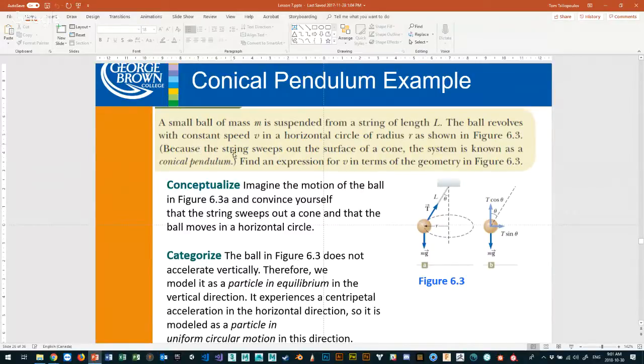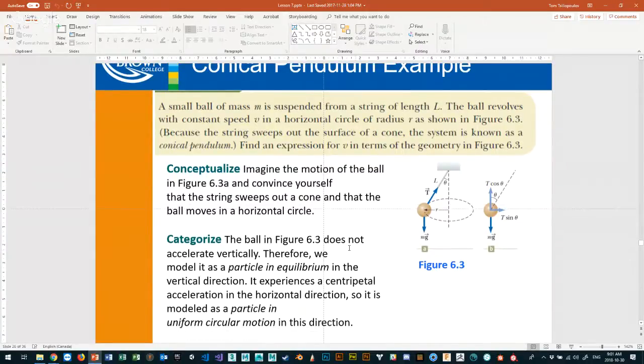Because the string sweeps out the surface of a cone, that's what it's doing, right? The system is known as a conical pendulum. So going back to what we said before, conceptualize: we want to imagine the motion of the ball. We want to categorize this: the ball is a particle in equilibrium across the y-axis, the vertical direction, but it's not in equilibrium across the x-axis, the horizontal direction. The particle is in uniform circular motion because it is tied to the ceiling, right?